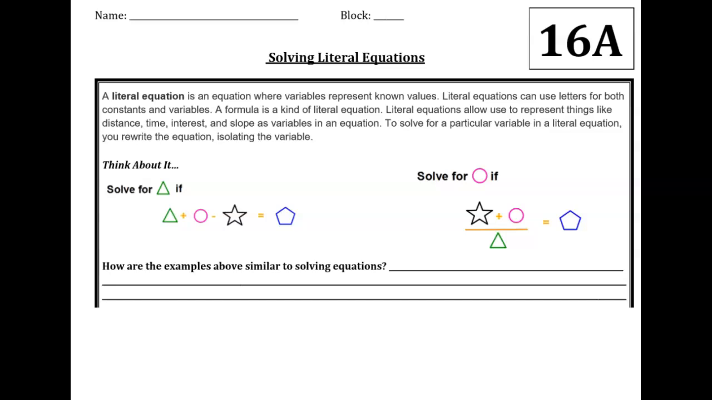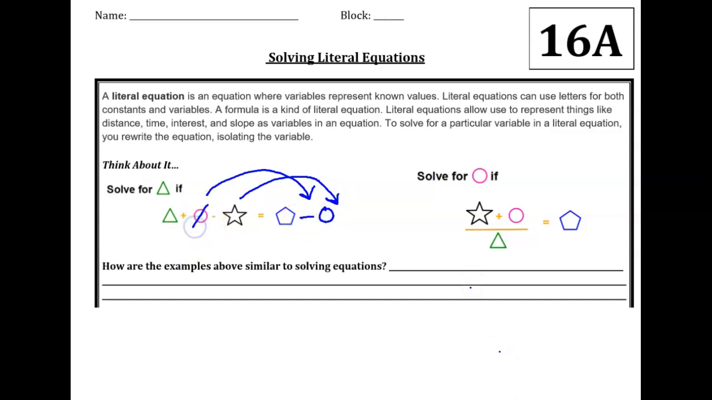Thinking about it, if we had an equation with just shapes, in this case a triangle plus a circle minus a star equals a pentagon, how would we solve for just the triangle? Our whole goal would be to get the circle to the other side and the star to the other side of the equation. If we add a circle, the inverse operation would be to subtract a circle.